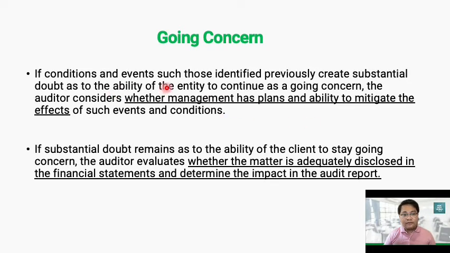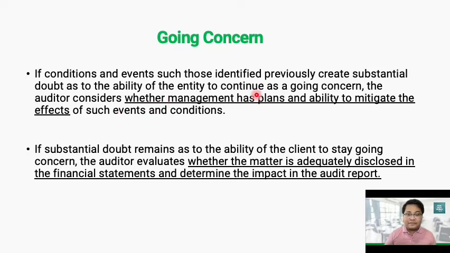Now, if conditions and events, such as those identified previously, create substantial doubt as to the ability of the entity or company to continue as a going concern, we consider whether the management has plans and ability to mitigate the effects of such events or conditions. So, for example, the client lost a major customer. Okay, then we have to inquire from the management what their plans are and whether they have the ability to mitigate the effect of the loss of such customer.